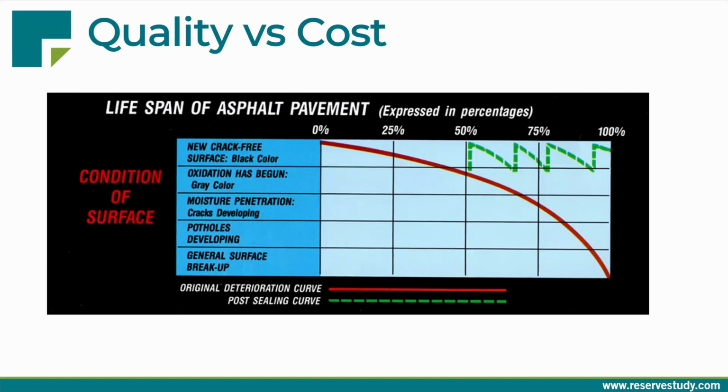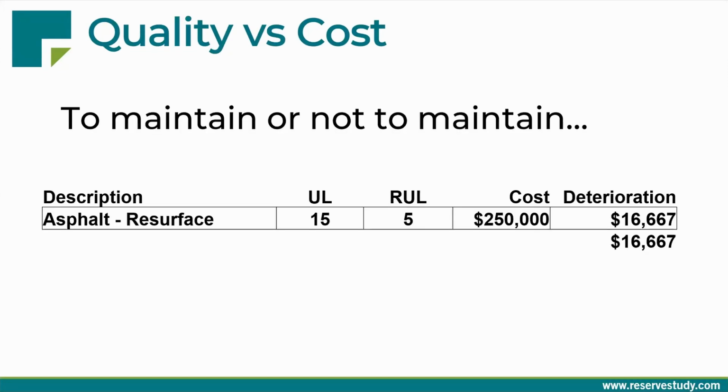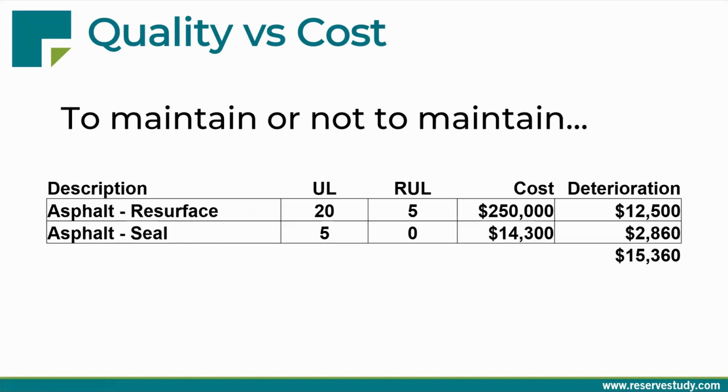And this is really important for a lot of communities because for a lot of communities, their most significant asset is the asphalt roads. And to visualize this on a single line item chart, we have asphalt here, and the question is to maintain or not to maintain. We have a 15-year life cycle at $250,000. The cost of deterioration is basically $16,700. Now, if we choose to maintain the asphalt, we're adding an additional project and an additional $14,000 expense up front. You'll notice something magical happens.